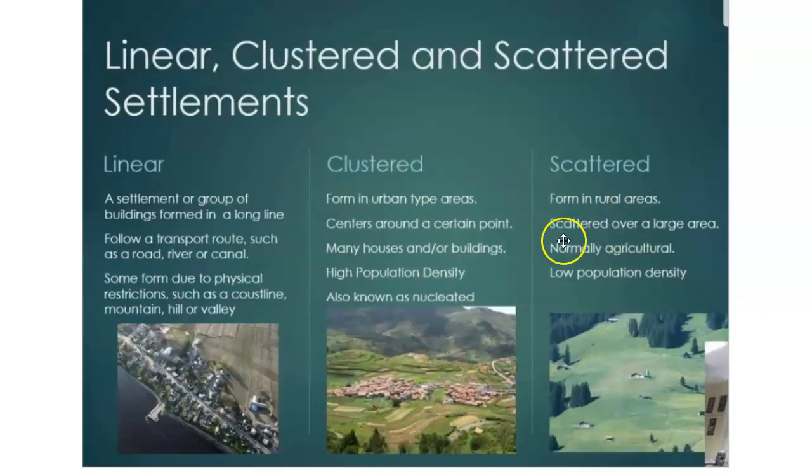And then for scattered, that is going to be more common in your rural areas, your very rural areas. And so it's going to be scattered over larger areas. Normally it's agricultural. And so you'll see a lower population density. Typically, you'll see maybe a cultivation of a larger plot of land, which is why you see a lot of the residencies being more spaced out.